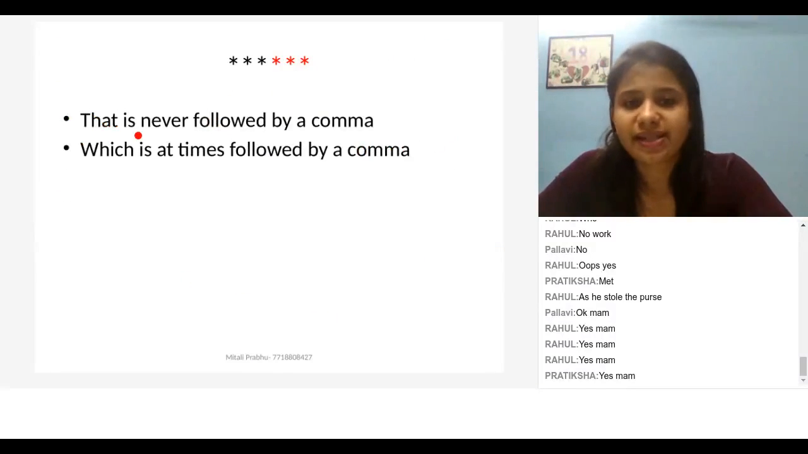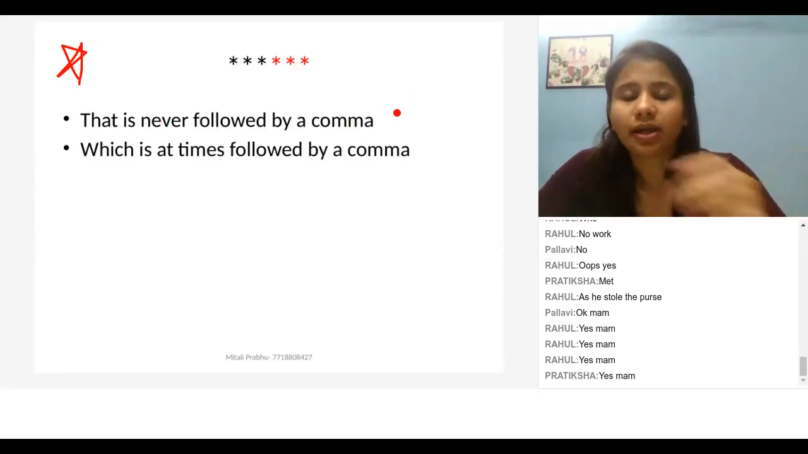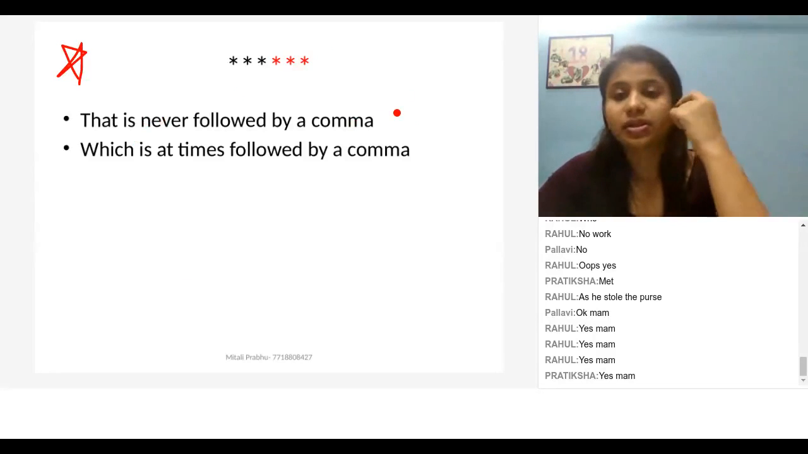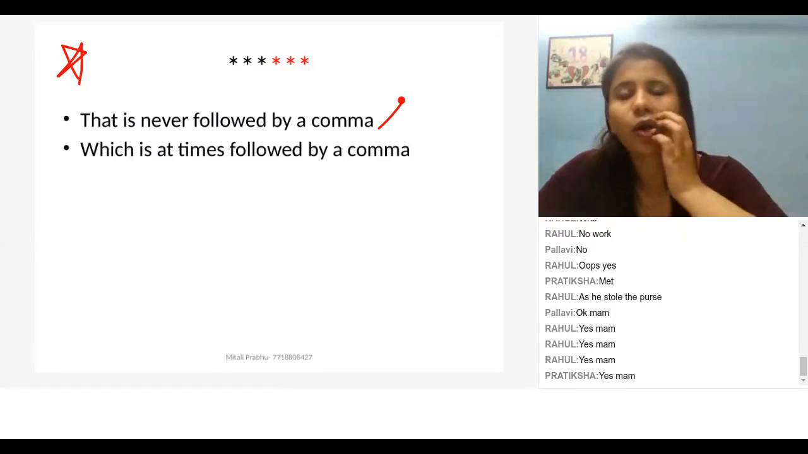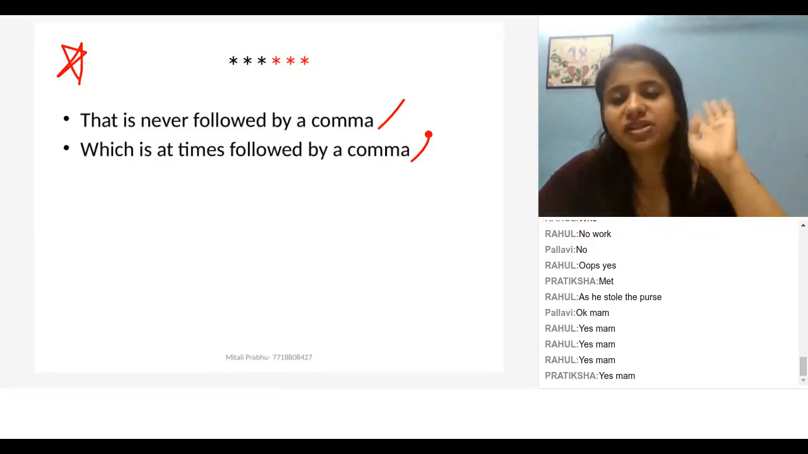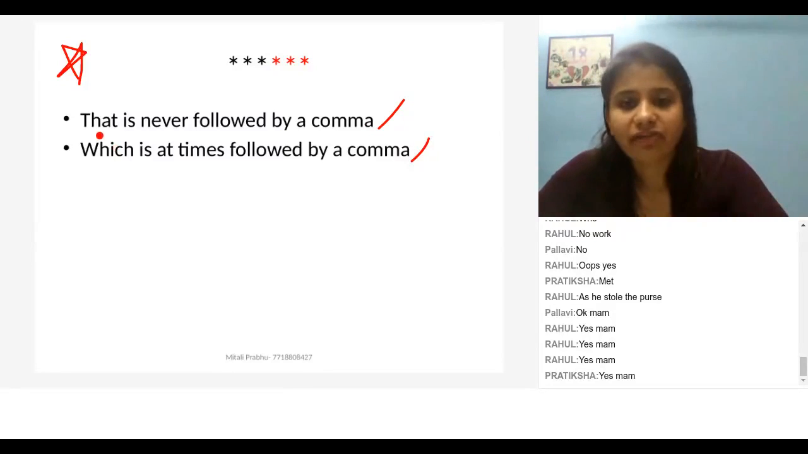Okay. Also in sentence correction, this is many a time seen in exams. That is never followed by a comma. In Spot the Error, they'll give you sentences with a comma after that. So you remember there should never be a comma after that, and there can or cannot be a comma after which. After which, if there's a comma, it is still correct. But after that, we should never have a comma. Okay.